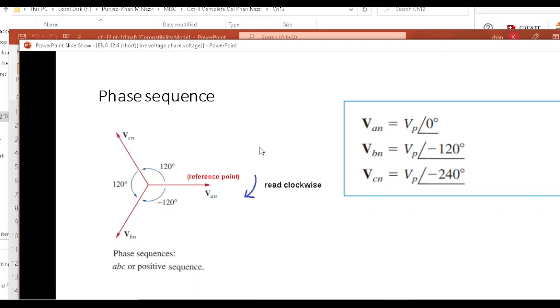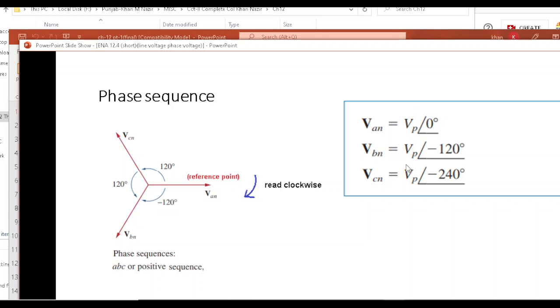Now, phase sequence we should understand. Three generators are connected in angular terms. They are 120 degrees apart. If we take VAN as the reference with angle 0, and we go clockwise to the next, which is VBN, how do we go from VAN? We have to subtract 120 to go to VBN. So VBN is VP at minus 120.